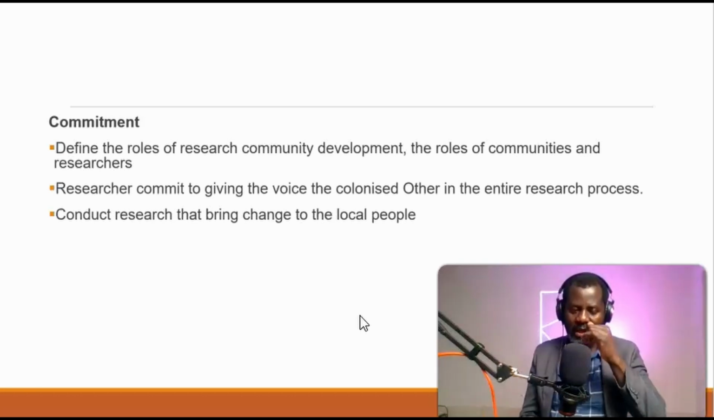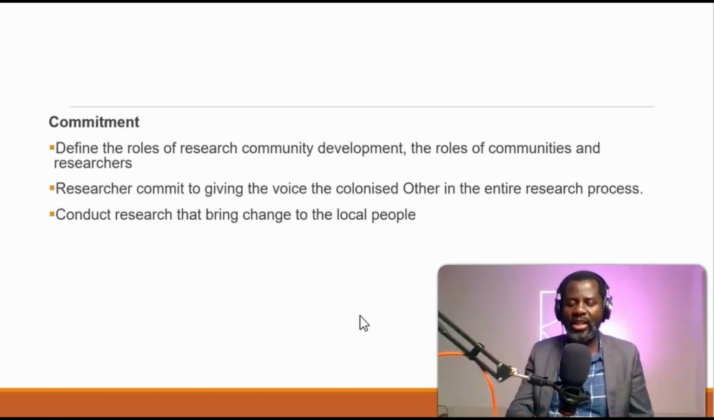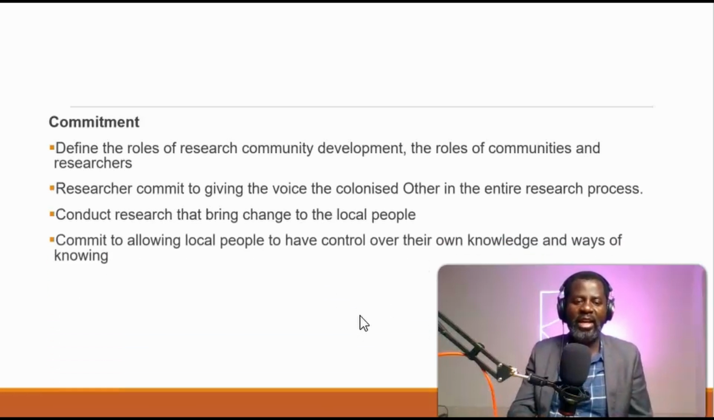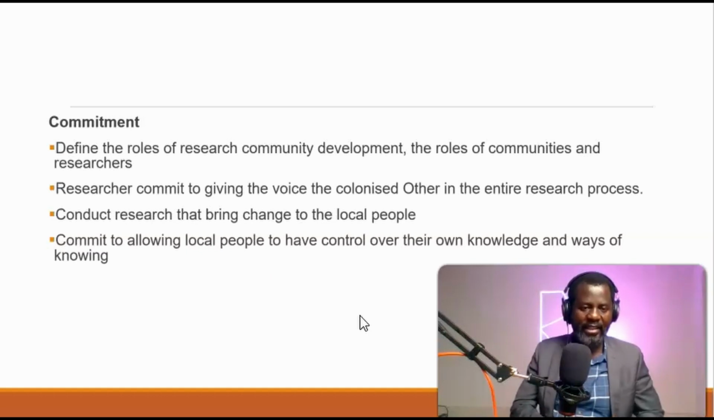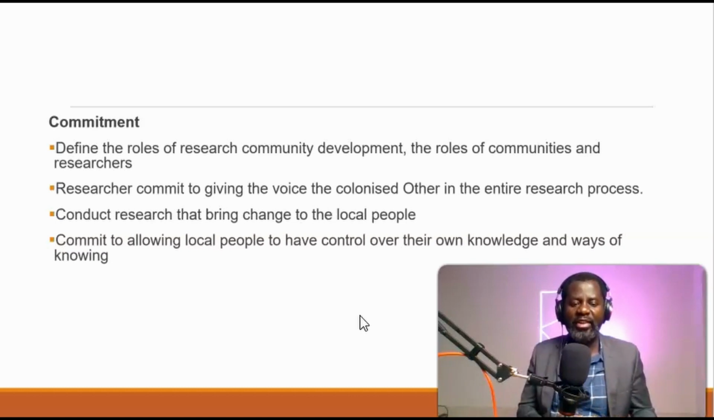There is no need to engage or to start the process of decolonizing research in Africa. We need to commit to allowing local people to have control over their own knowledge and ways of knowing. So we need to commit and give back power. Remember, again, when settlers went to Africa, colonialists went to Africa, they thought they had power over the Africans. They had power over obtaining data and writing about it in books and in articles. That power must go back. As researchers, we need to commit ourselves to taking back that power to the African people.